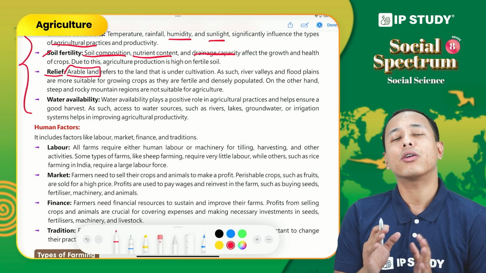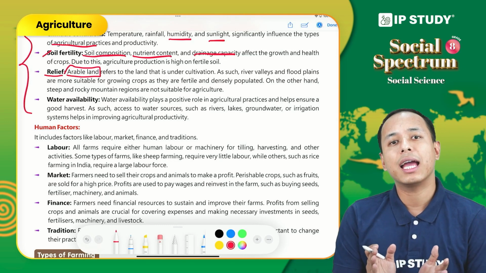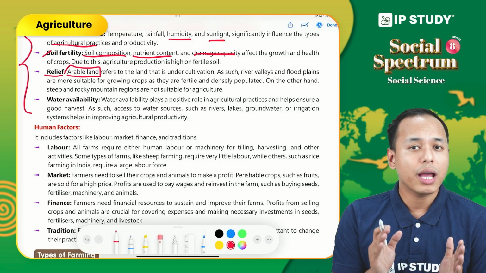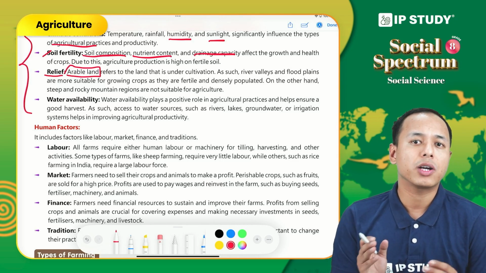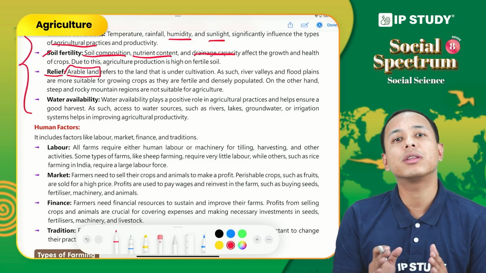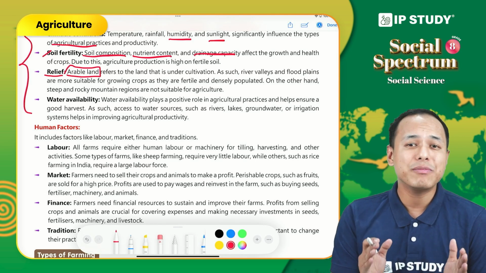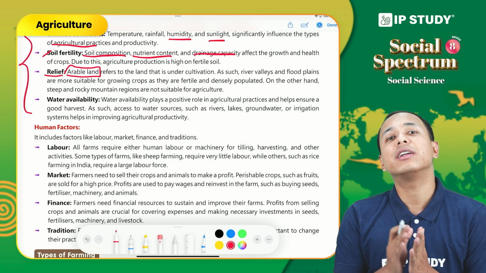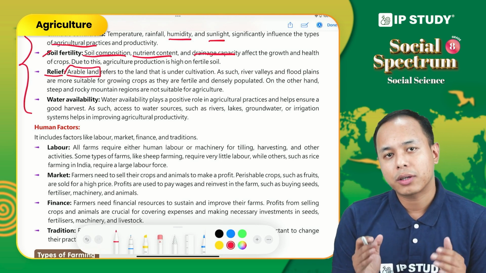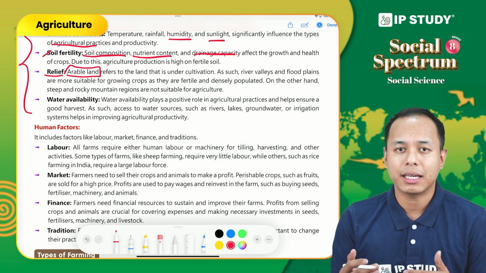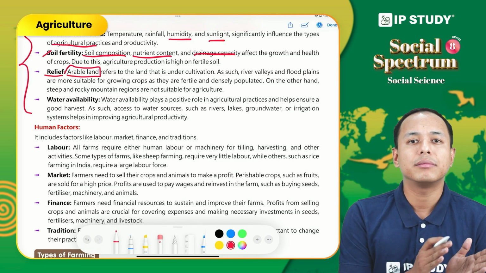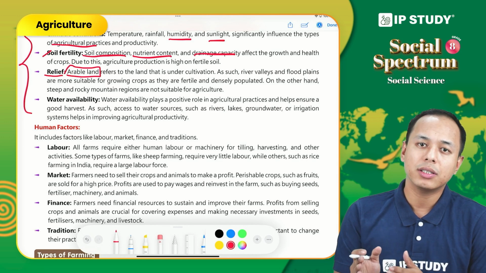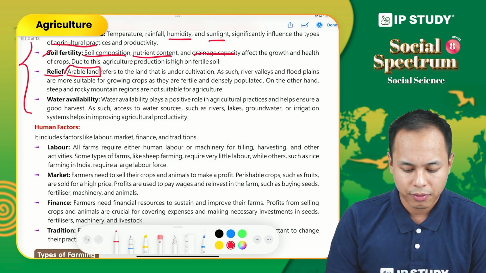There we find a lot of arable land because it is fertile and it supports good agriculture as well as human settlement. On the other hand, in a mountainous region with rocky terrain and steep slope, we do not find much arable land there because it is very difficult to cultivate crops or practice agriculture there. So as a result, technique, method and agricultural production vary from place to place.